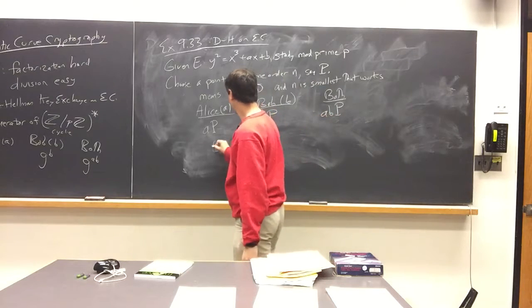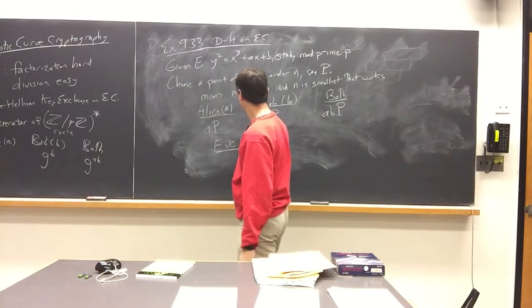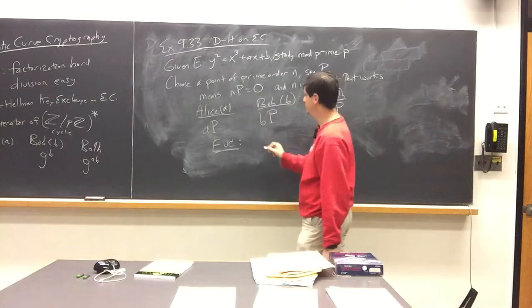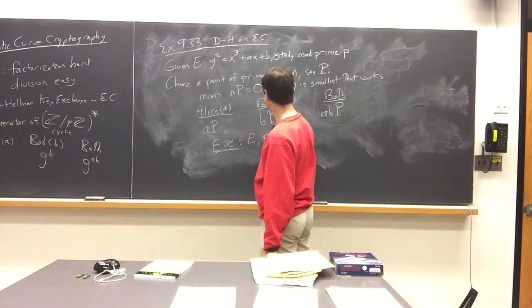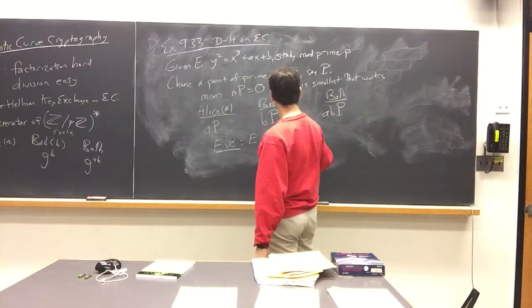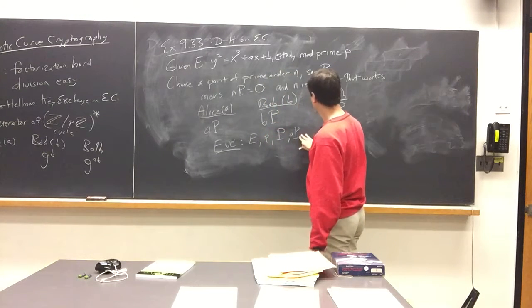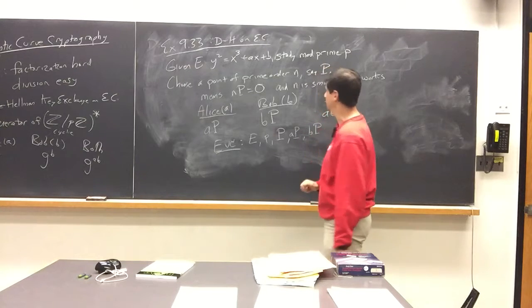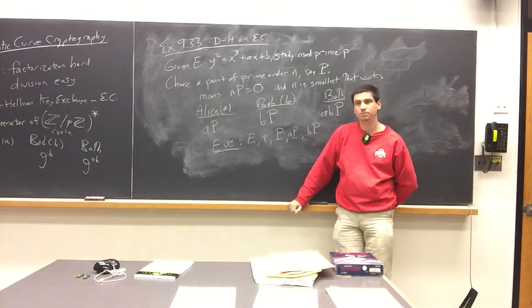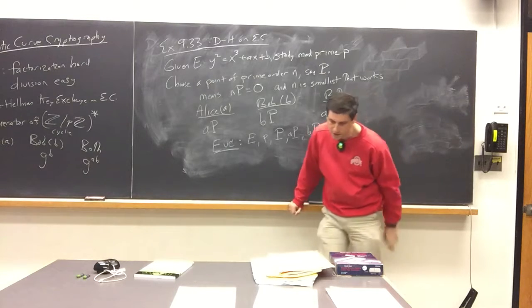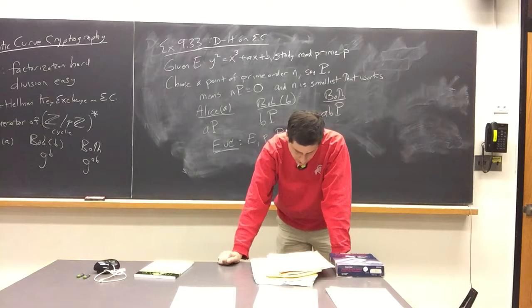What does Eve know? She knows the elliptic curve. She knows the prime. She knows the point P. She knows AP. She knows BP. Maybe she knows n. I mean, does Alice know n? Did they yell out n? So they're saying that you keep little n secret.